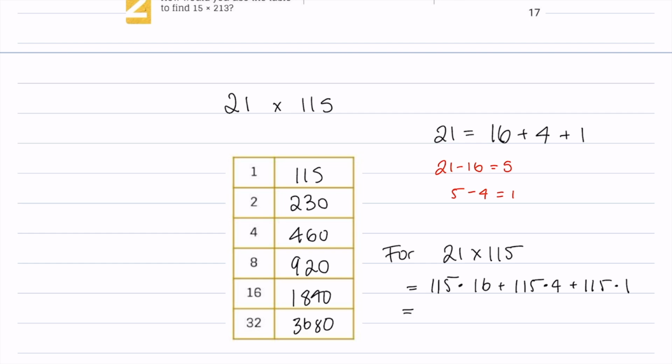And then we use this table. This is where the table comes in to figure out this multiplication. So we have 115 times 16. We computed that. That's 1840, plus 115 times 4. We computed that. That's 460, plus 115 times 1, which is just 115. And then it's a matter of doing the arithmetic to add all these up. I think when you do that, you get 2415. But you should double check me on that. Make sure you believe me.